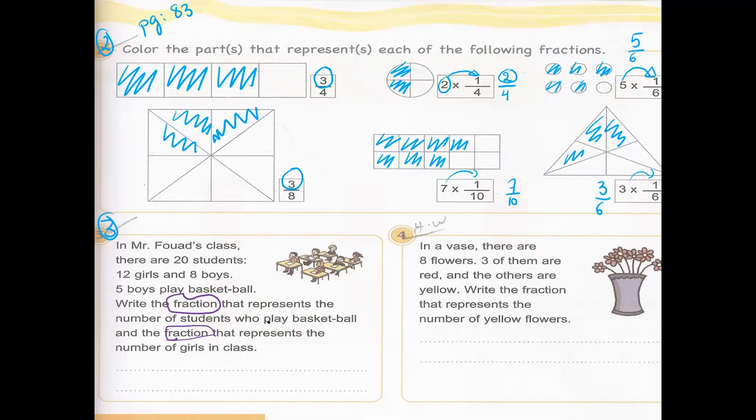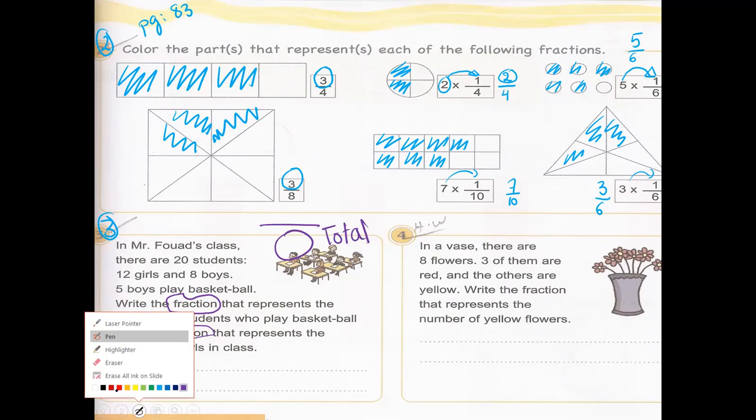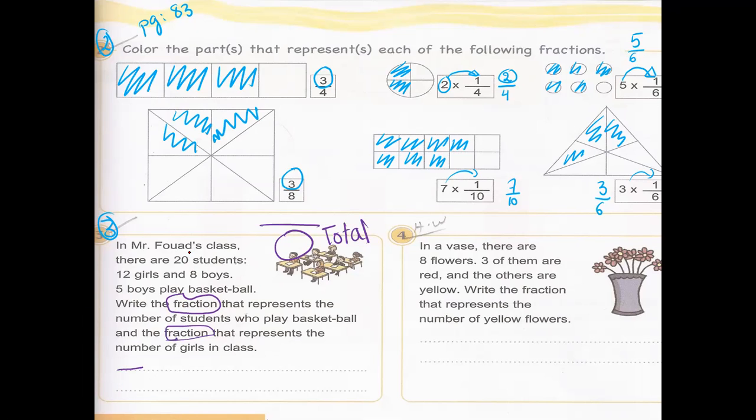In order to write a fraction, we said it before: always the denominator represents the total. So down, we will write the total number. I ask myself, what is the total number of students here? Let's circle the total number of students. How much? It's 20. So whatever the question is, the denominator must be 20 because it is the total number. Always down we have to write the total number. The total number of students is 20. So down I have to write 20.